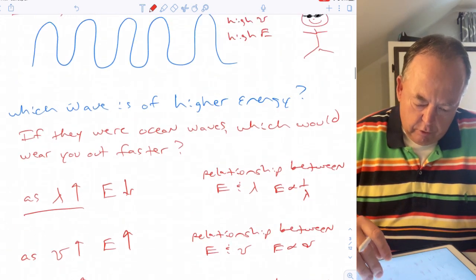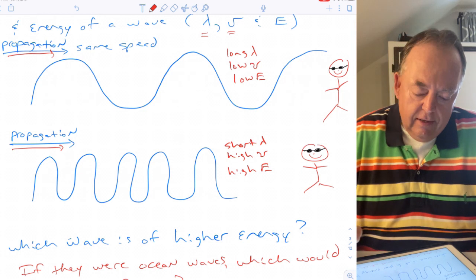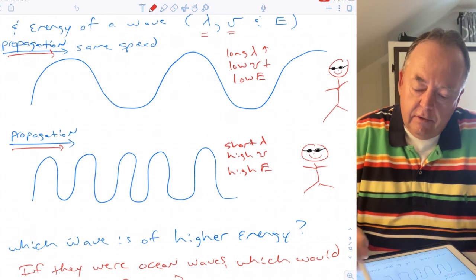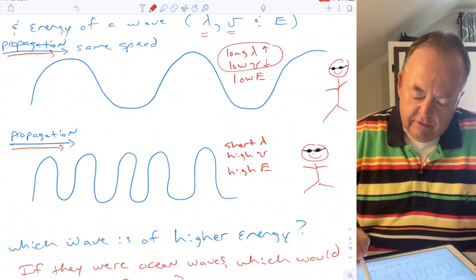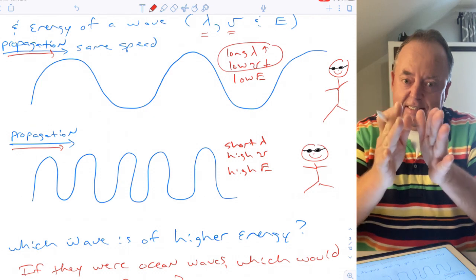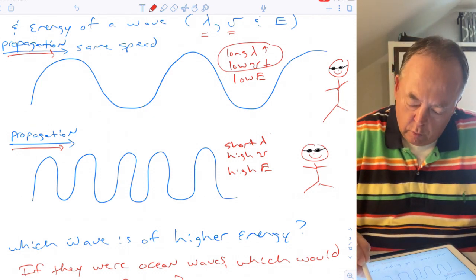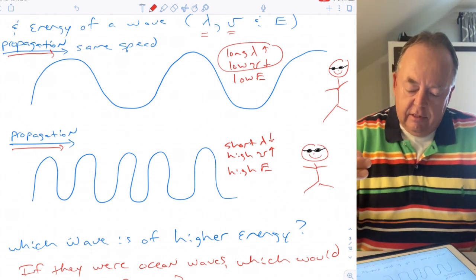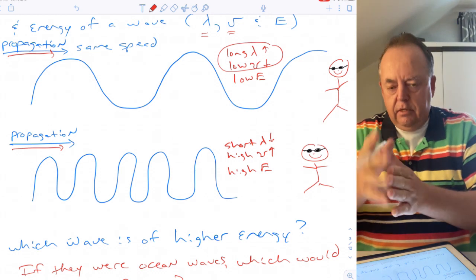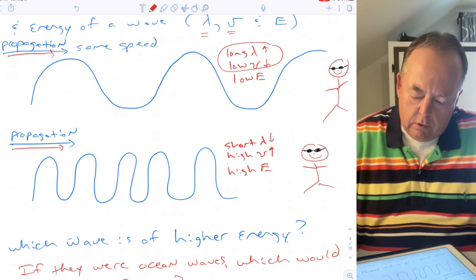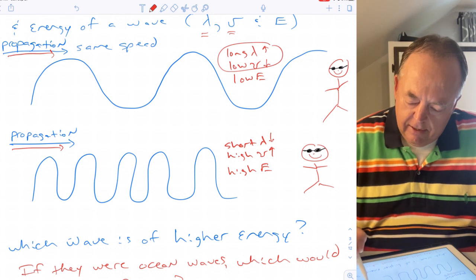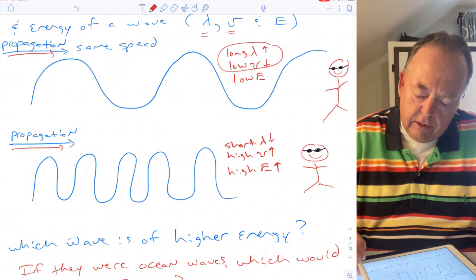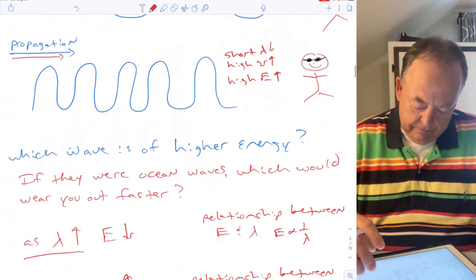So what's the relationship between wavelength and frequency? You can see here that as the wavelength goes up, the frequency goes down. Whereas if the wavelength, the distance between the waves, gets shorter, since they're moving at the same speed, more waves are going to pass per unit of time. So as wavelength goes down, frequency goes up, and then energy goes up. As wavelength goes up, frequency goes down, and then energy goes down.